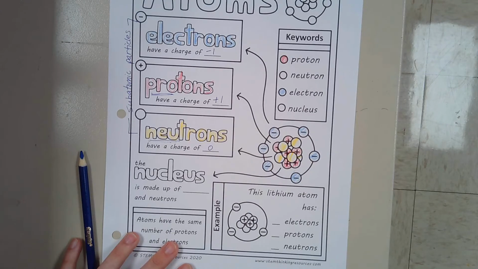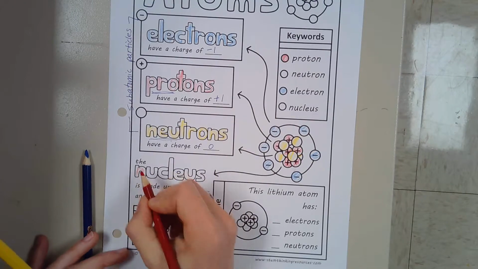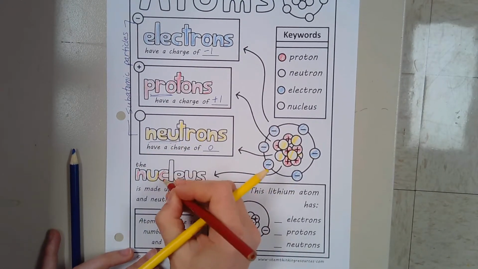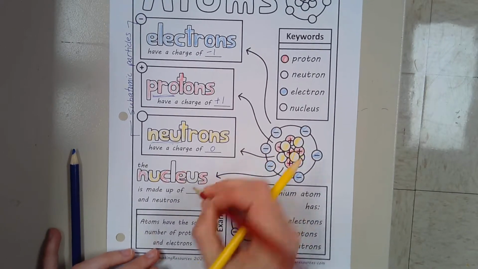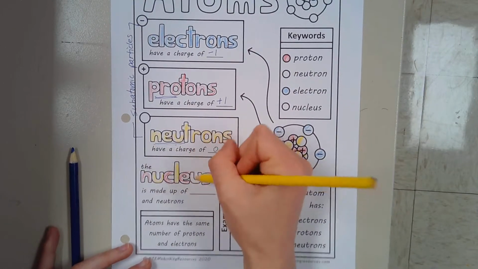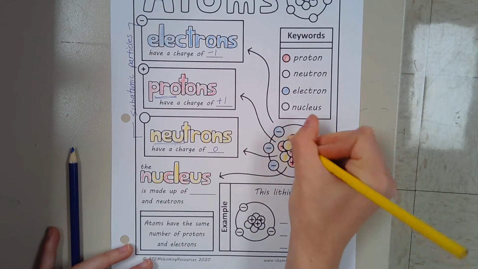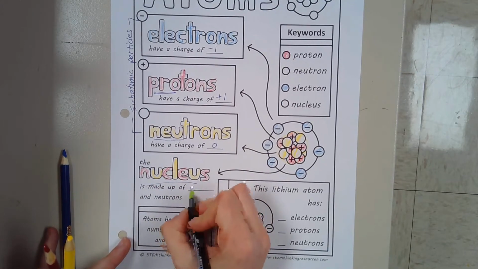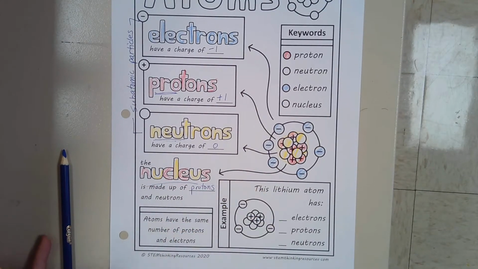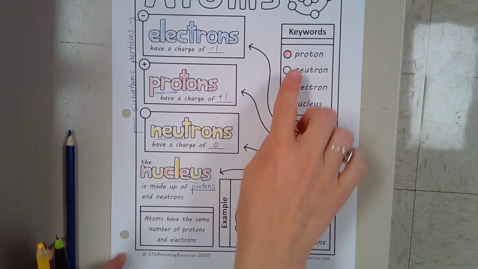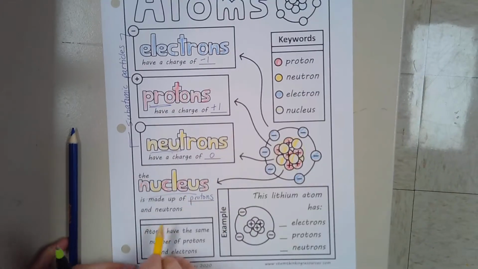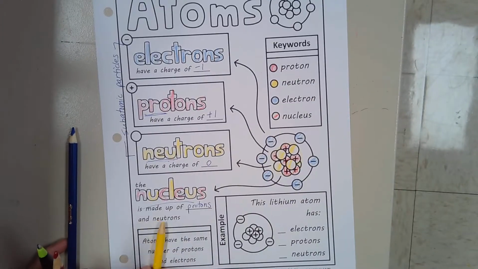So the center of our atom, that's the nucleus, and I'm going to switch these up. I'm going to do yellow, red, this. And that's the center part. And that's called the nucleus, and it is made up of protons and neutrons. Back to my key, I forgot to color in here, so neutrons are yellow, and the nucleus is both.